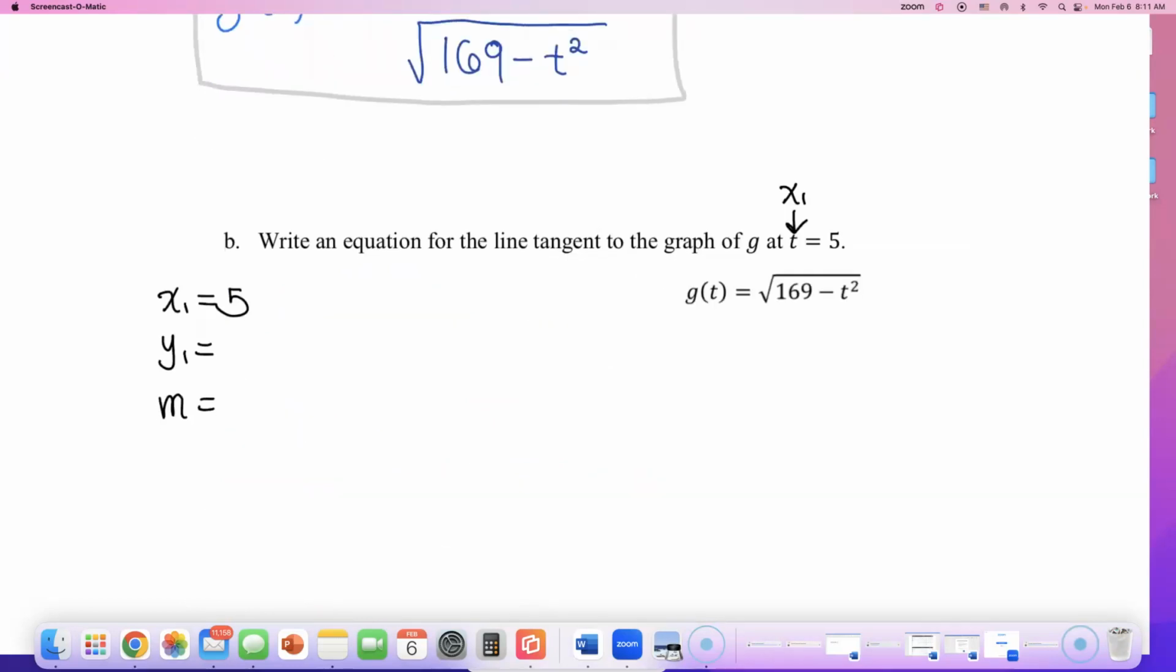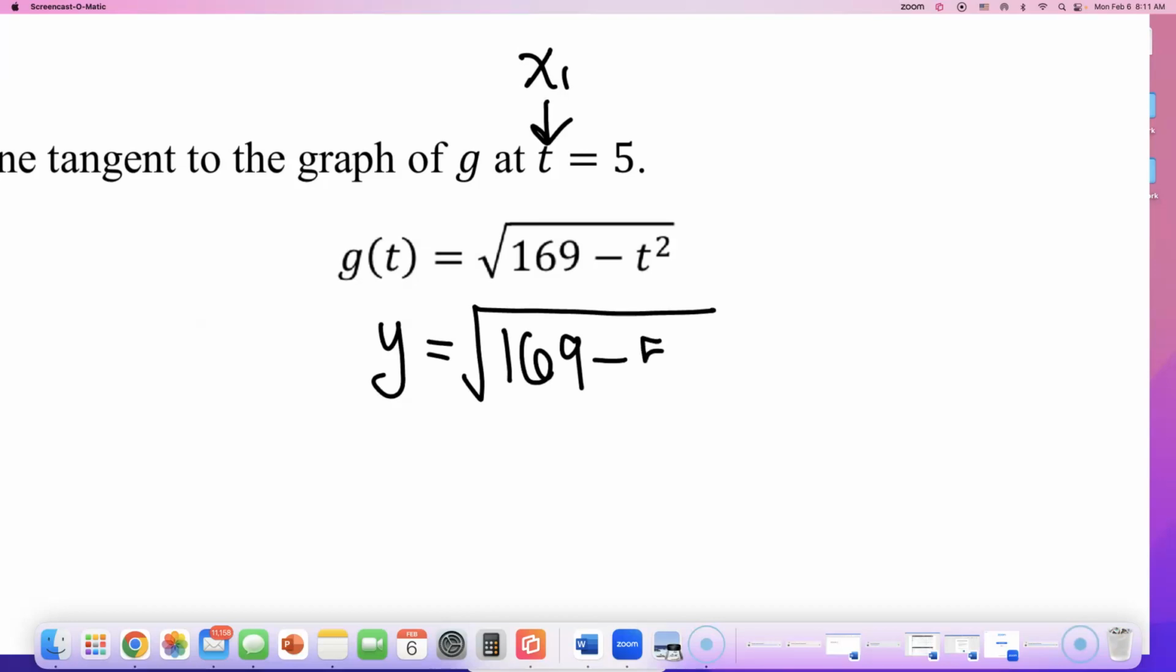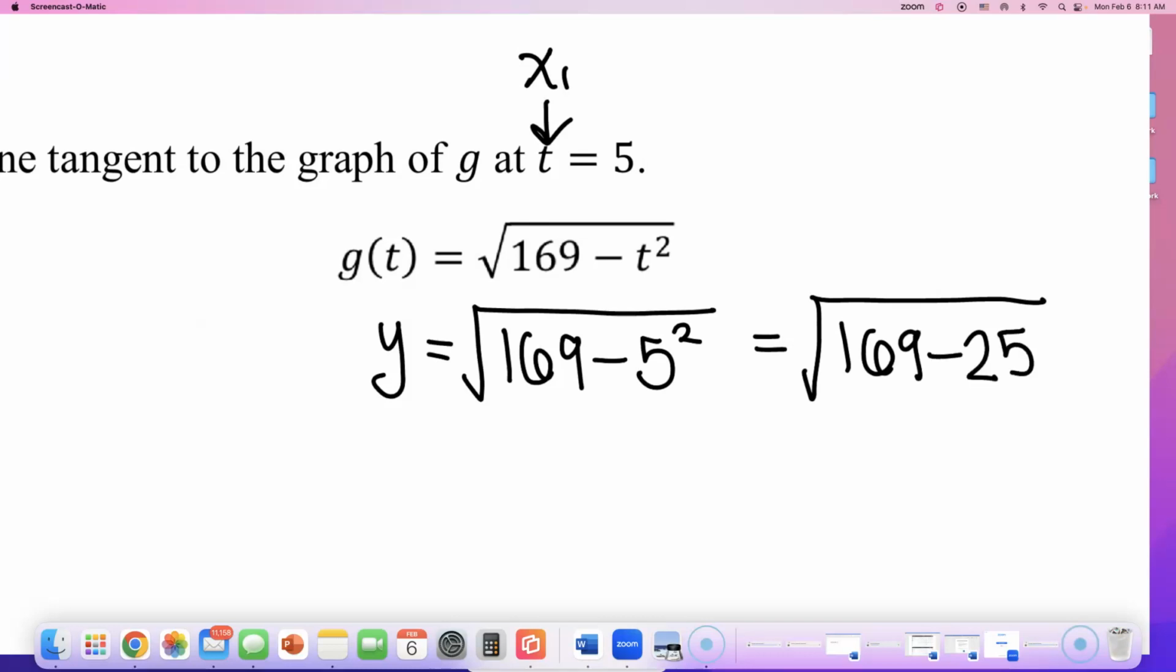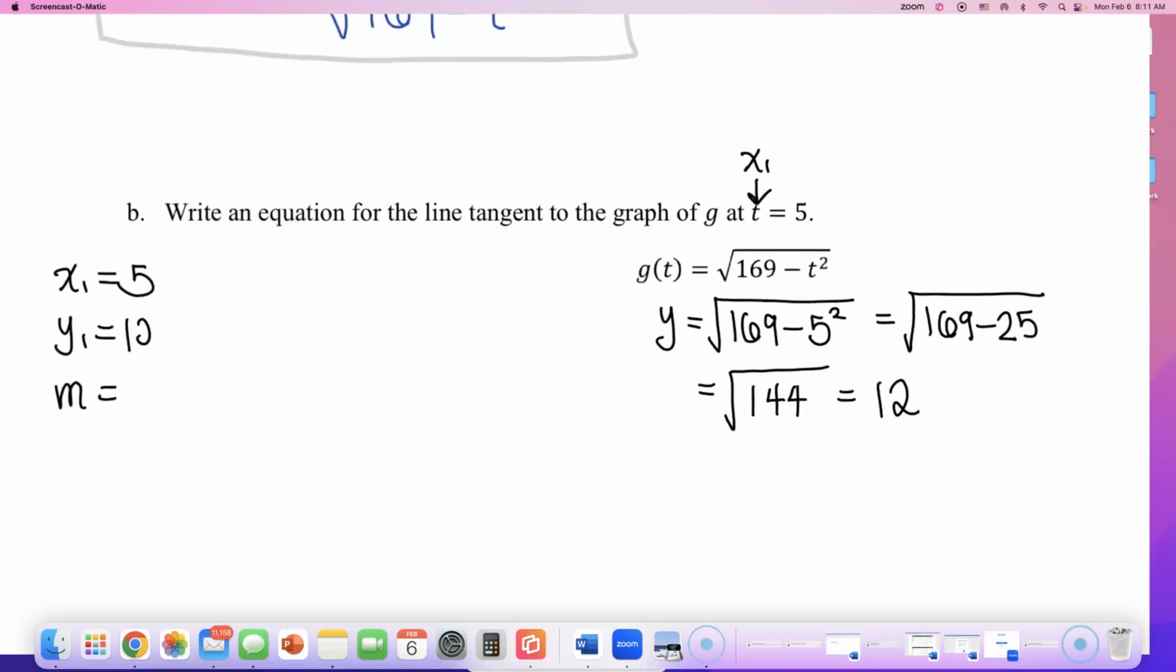We can do that by plugging the input value into this function. So what's that going to be? We plug in the 5 here first, because that's what the y is going to be. I'll get the square root of 169 minus 5 squared. Please be a nice number. Square root of 169 minus 25. Square root of what? Is that going to be 144? Oh, that's nice. Square root of 144 is 12. So super nice. The y value is 12.